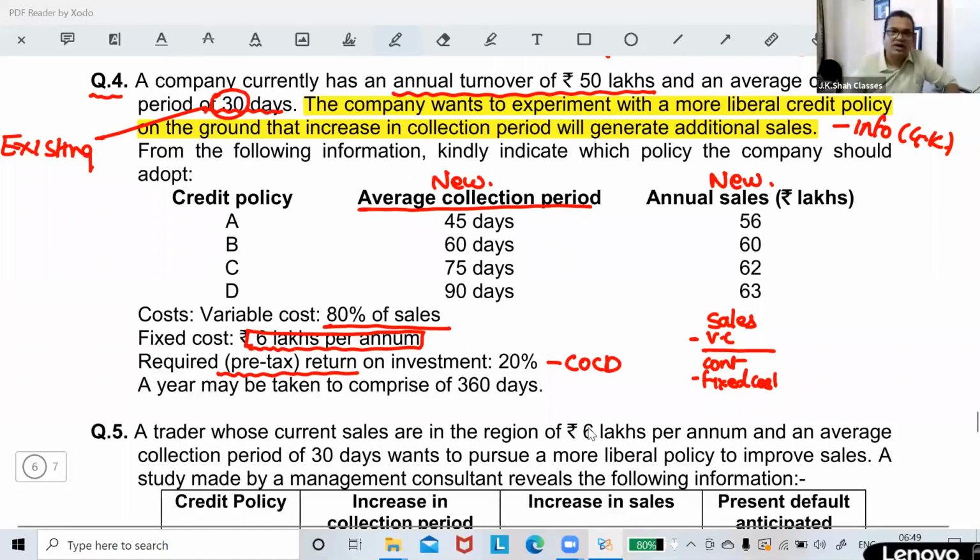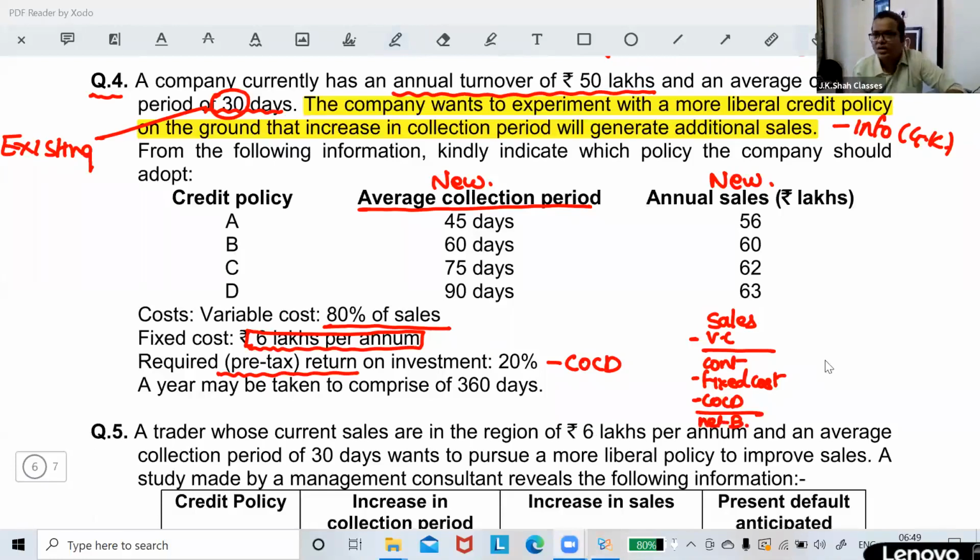Fixed cost. Other than that, do we have administration cost given anywhere in the question? No, sir. Do we have bad debts given? No, sir. Not given. That bad debt column is not there. Collection cost? No, sir. Discount allowed? No, sir. Directly, what do you subtract? COCD. And then what will be left? Net benefit. That's it. This is the only presentation to be done in the question. Got it? Okay.